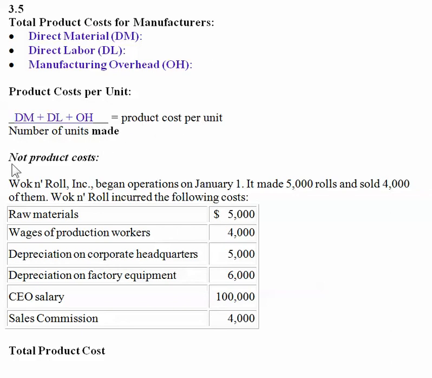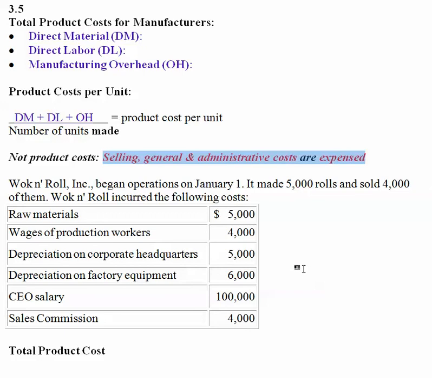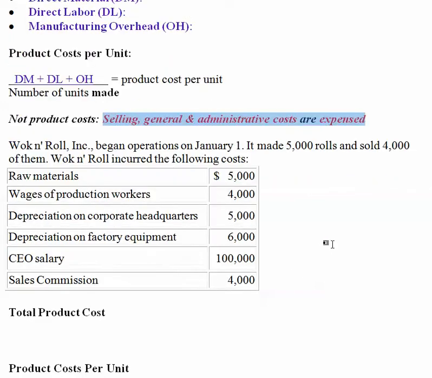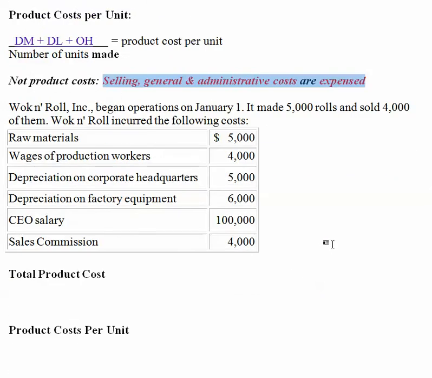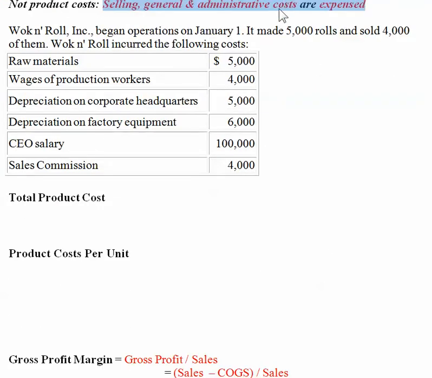You do not include in your product costs the period costs. Those are all your selling, general, and administrative costs. Those are all expense. So in doing a lot of these problems, you're going to be required to determine whether it's a period cost or a product cost before you can figure out what your cost is per unit.